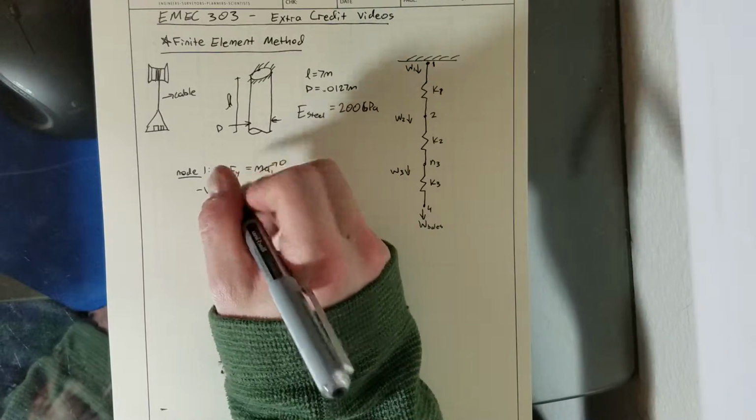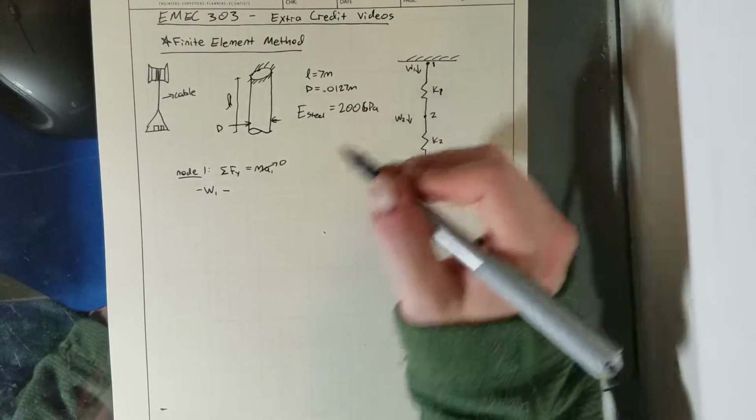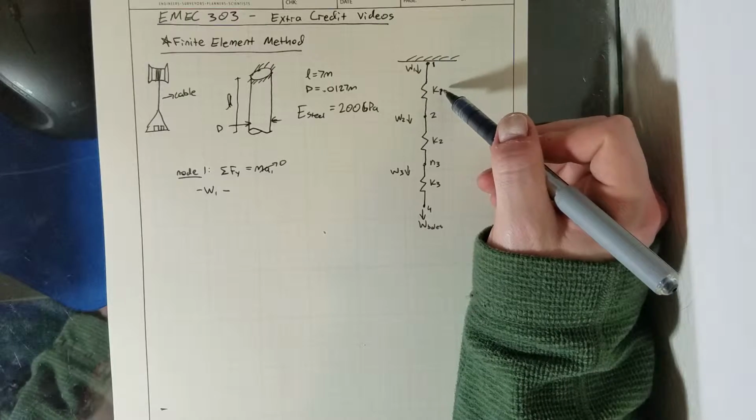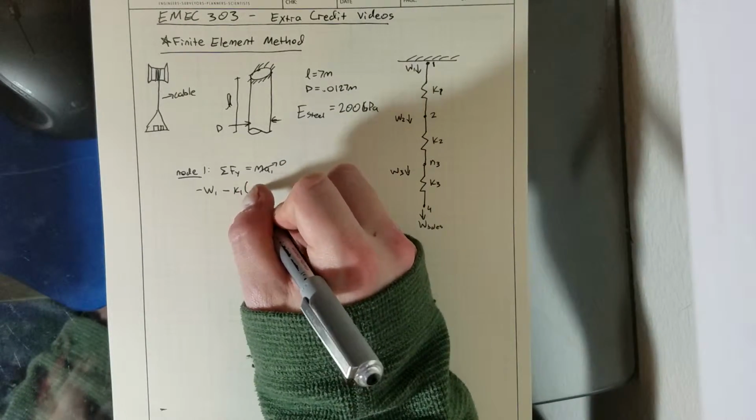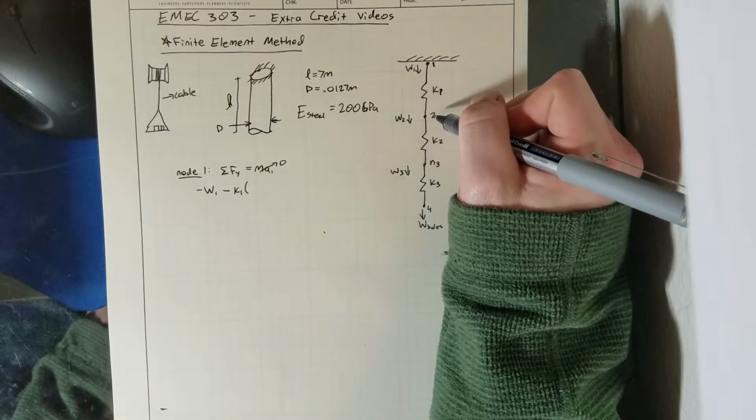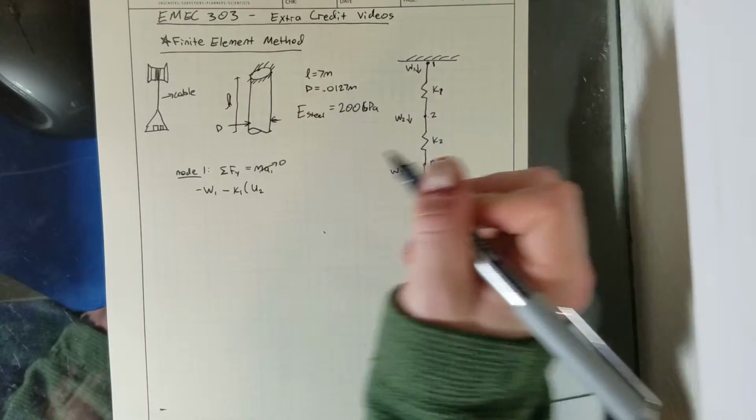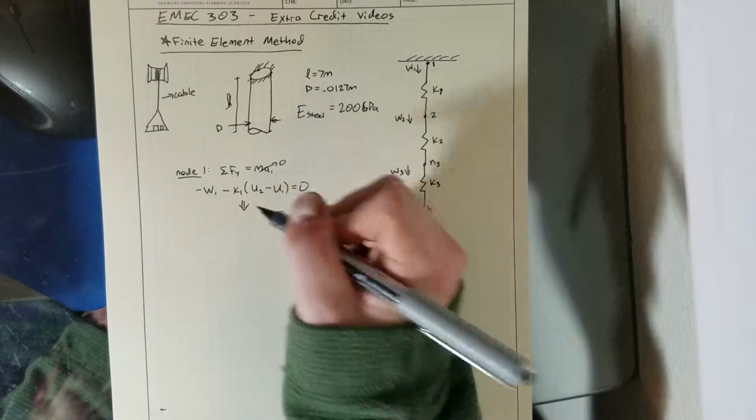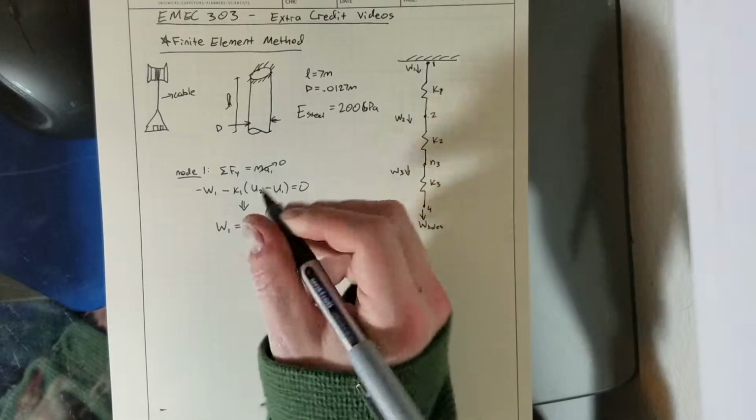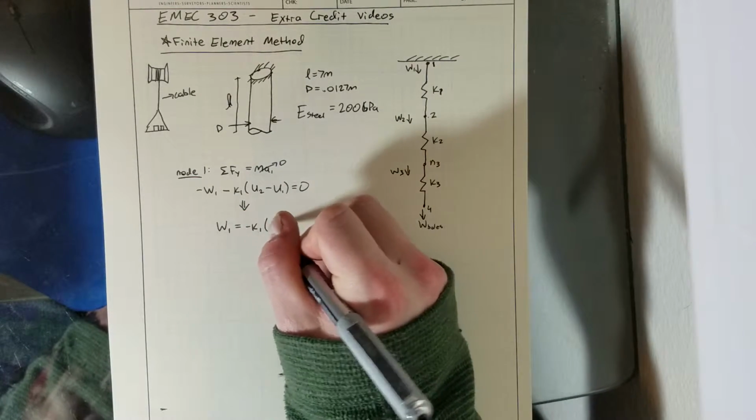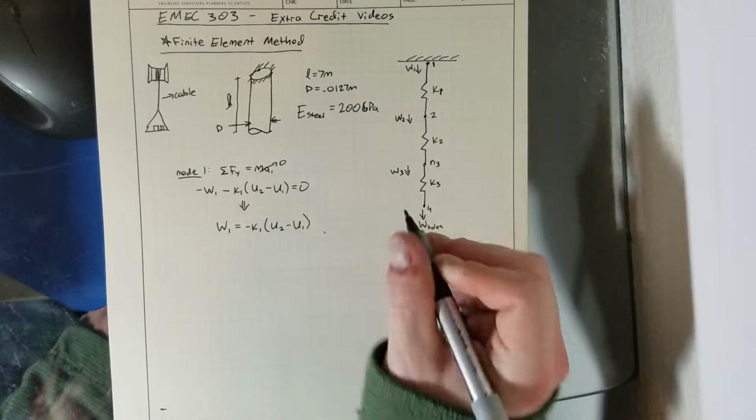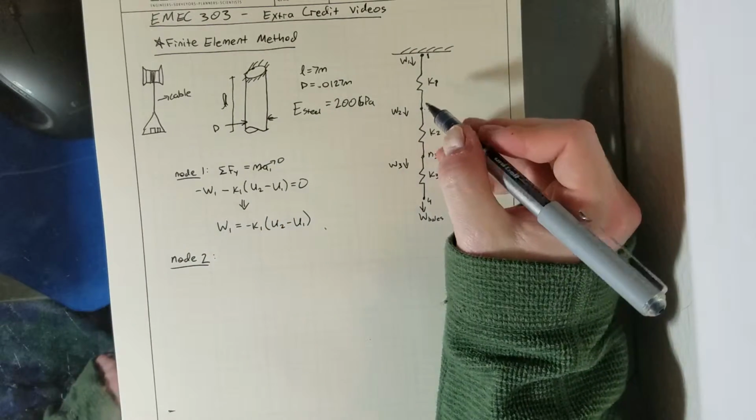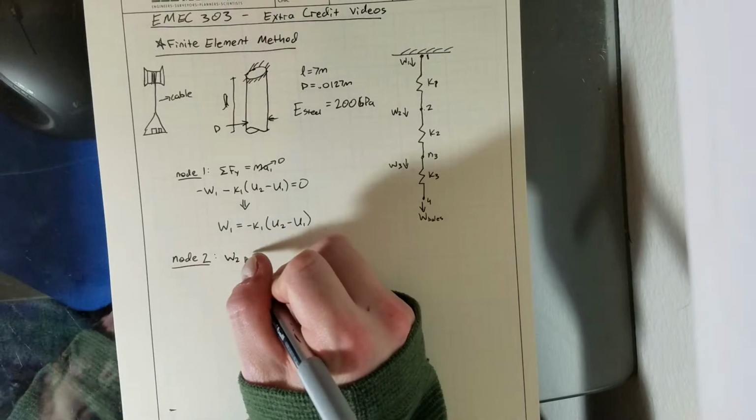So the force applied from the spring is negative, and then the force applied by a spring is the spring's stiffness, so the spring constant, multiplied by the displacement. So in this case, the displacement can be represented by the displacement of node 2 minus the displacement of node 1. And then all this is equal to 0. So we can rearrange this equation to get that the weight at 1 equals the spring constant times the displacement. So now we can do a similar force analysis at each of the other nodes to create a set of equations.